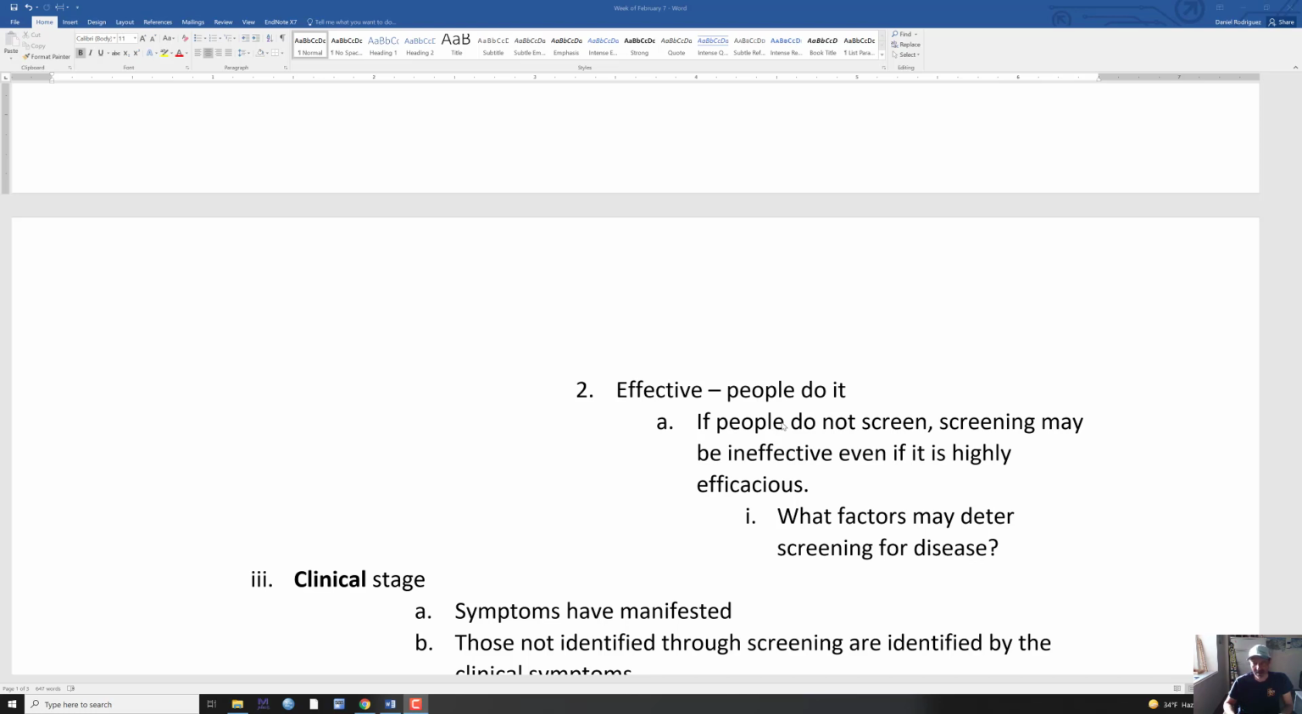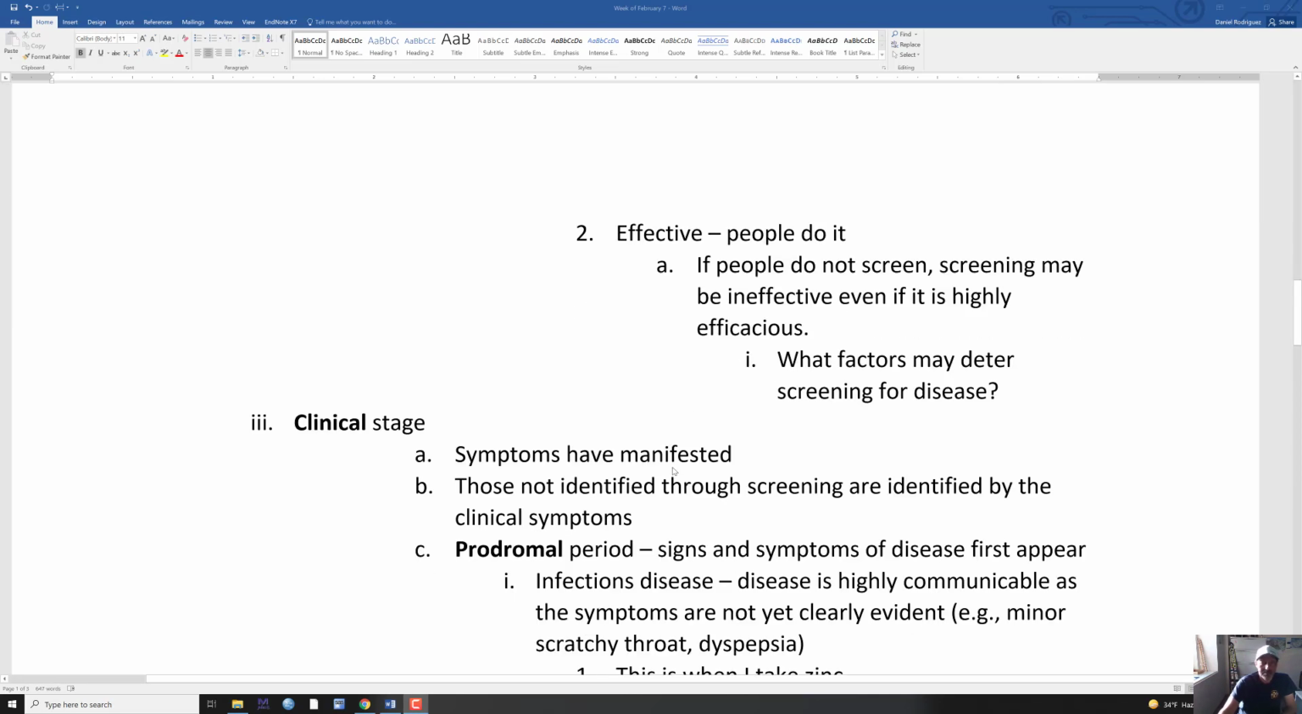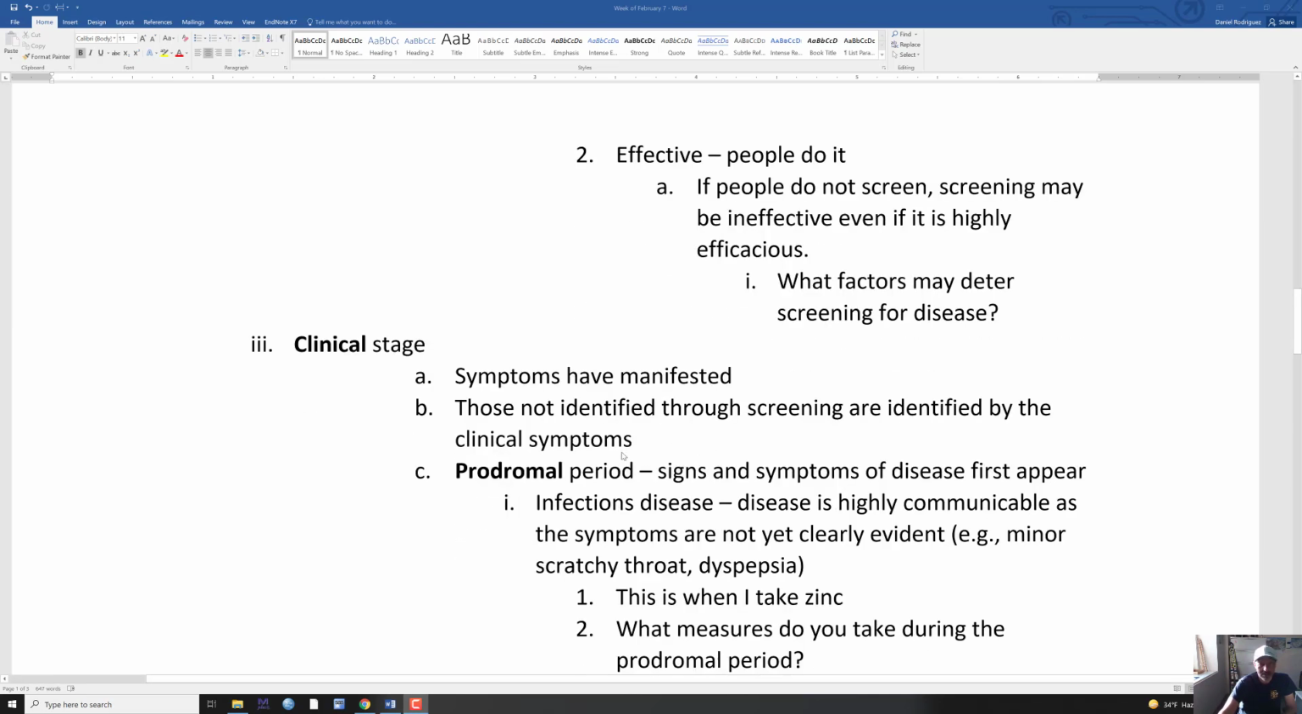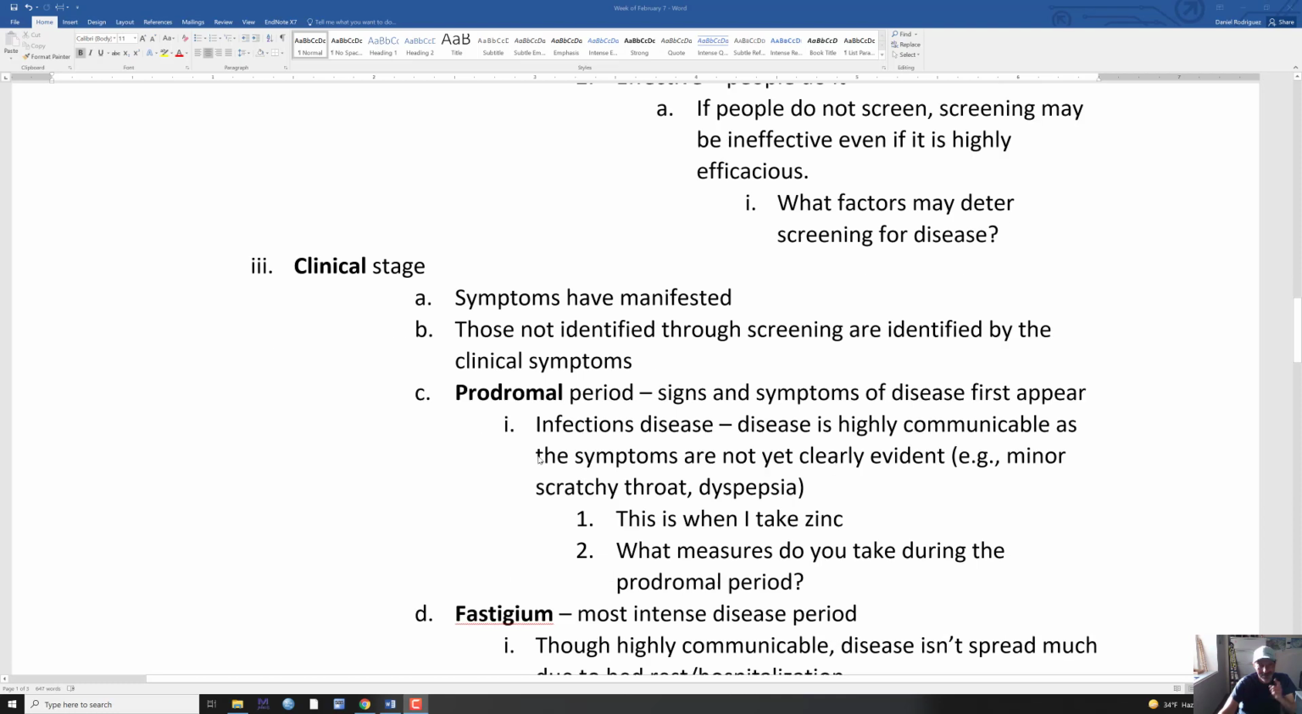And I mention this for exams, because especially with COVID-19, people talk about the effectiveness of the vaccine when they should be talking about the efficacy, because they're confusing them. And thankfully, we have people like Dr. Fauci, who actually know the difference. So think about that in case it appears on an exam.